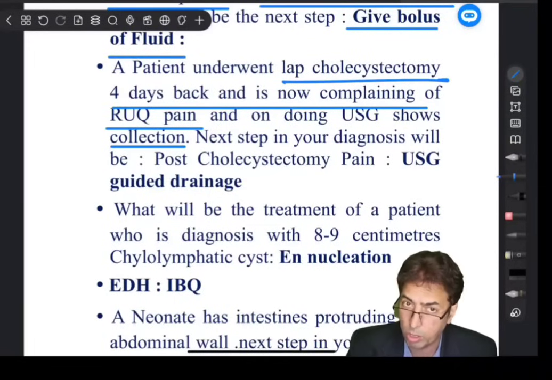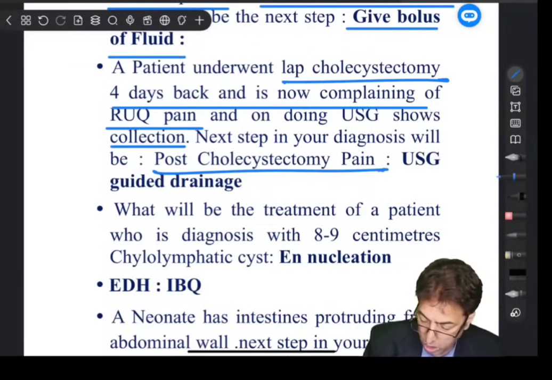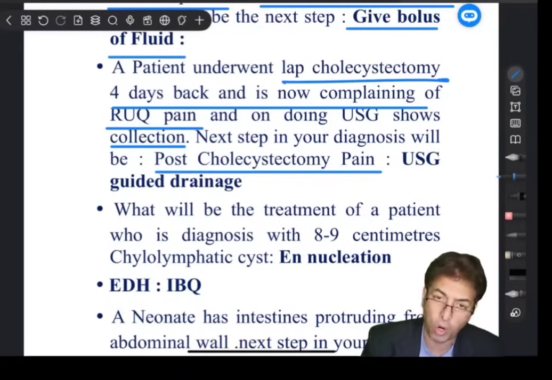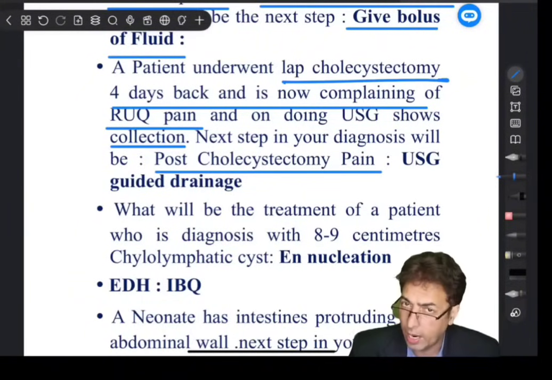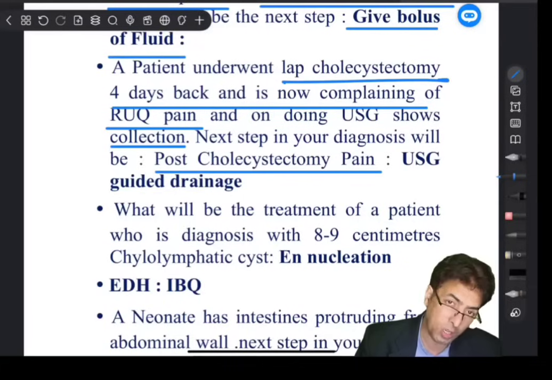So there is a bit of a collection over there. So next step would be the post. The diagnosis is post cholecystectomy syndrome, or the post cholecystectomy, which can be having pain as well. And the first thing, because there's a collection, you do ultrasound guided drainage.